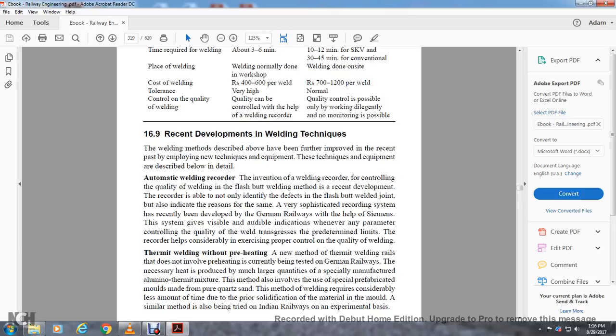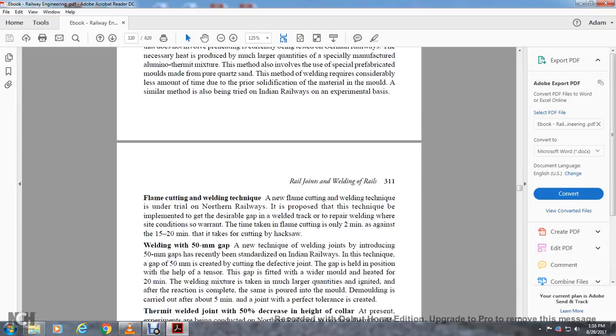Thermite welding without preheating. A new method of thermite welding rails without preheating is being tested by the German railways. The necessary heat is produced by a much larger quantity of a specially manufactured aluminum thermite mixture. The method uses a specially fabricated mold made with pure quartz sand. This method of welding requires considerably less time. A similar method is also being tried in the Indian railways on an experimental basis.